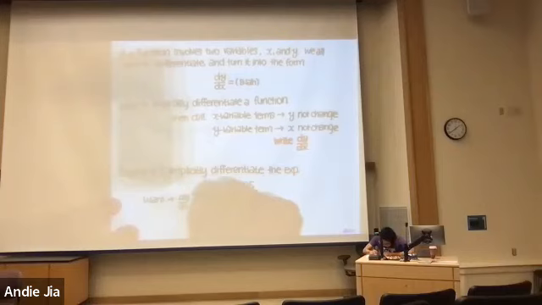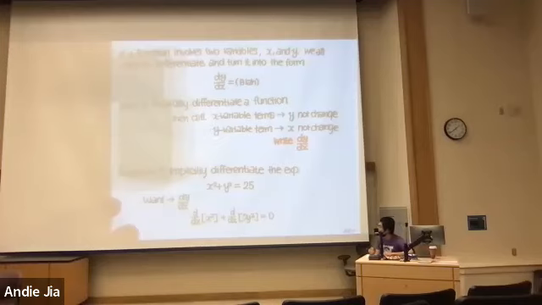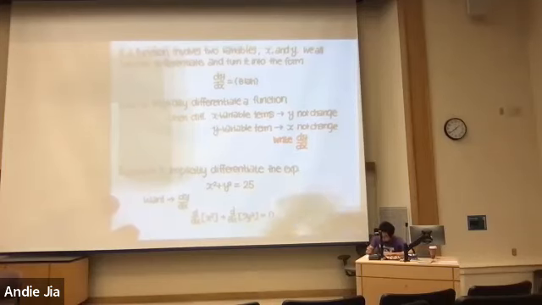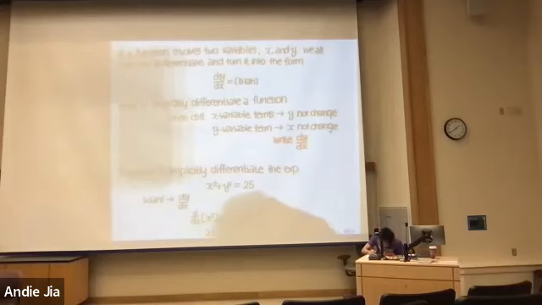d/dx of x squared plus y squared equals d/dx of 25, which is 0 because 25 is a constant. The derivative of a constant is 0. We have 2x plus 2y dy dx equals 0.